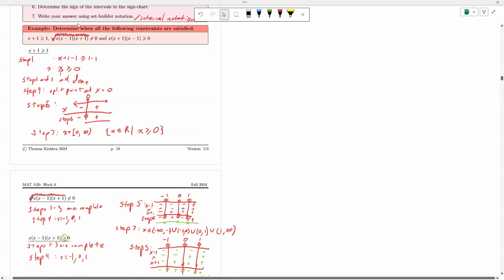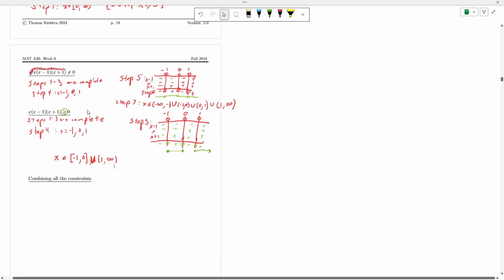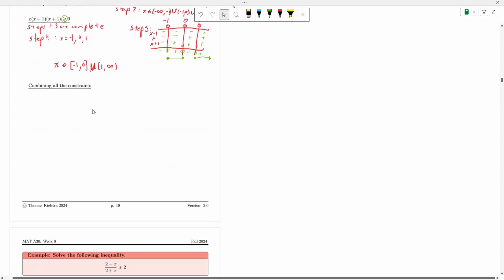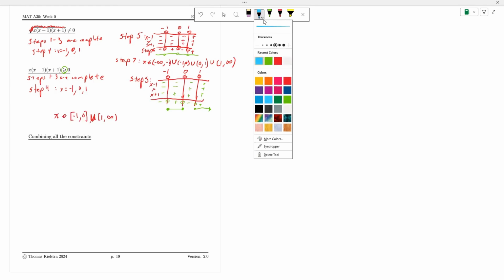Now, here our example was asking, when are all the constraints satisfied? So we want to take the intersection of all three of these constraints. So to do this, I've got each individual constraint. I want to satisfy all the constraints. What I'm going to do is draw a picture satisfying all the constraints. I'm going to start with drawing my first interval.